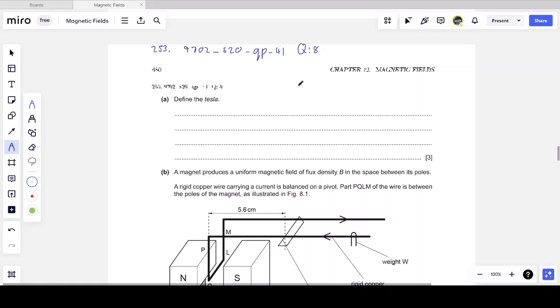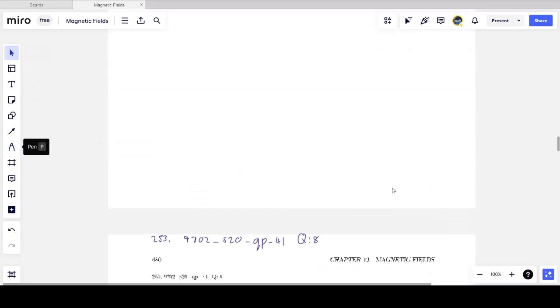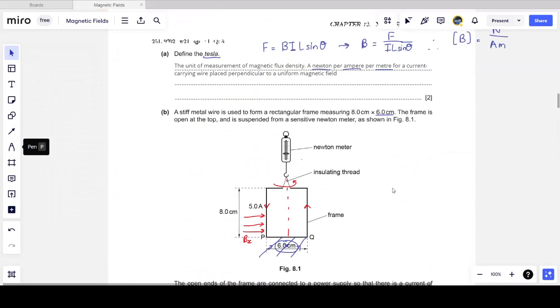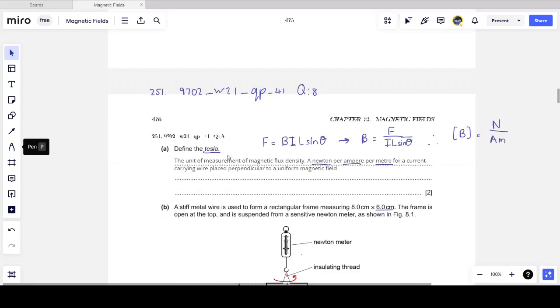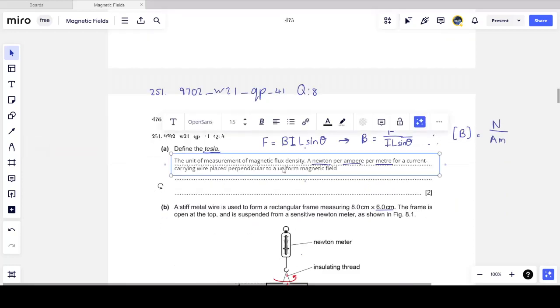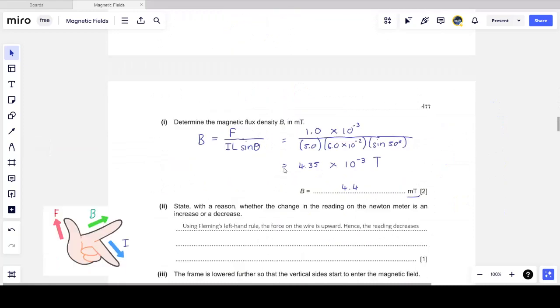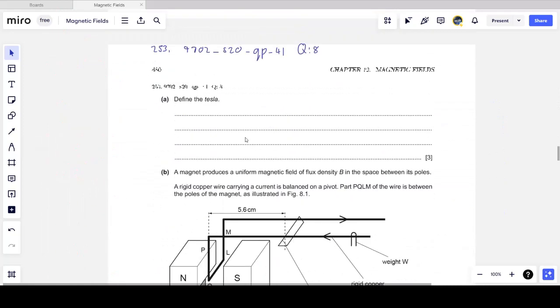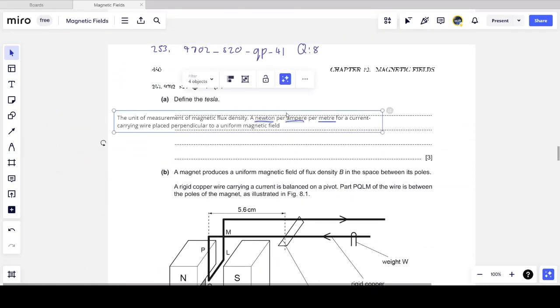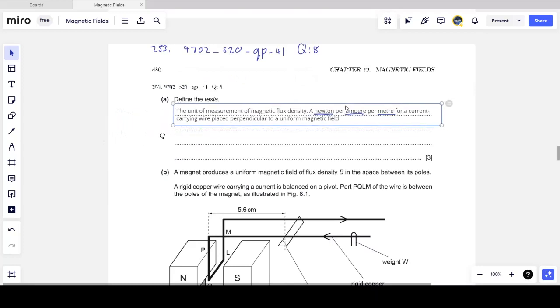And now I have the same question as I did before, but it's now worth 3 marks rather than 2 marks. And the definition should remain the same. The extra mark will be for saying the unit of magnetic flux density is the Tesla. And that's where the extra mark usually comes from. But you should be saying that anyway. It is the unit of measurement of magnetic flux density. It is a Newton per ampere per meter for a current carrying wire placed perpendicular to a uniform magnetic field.